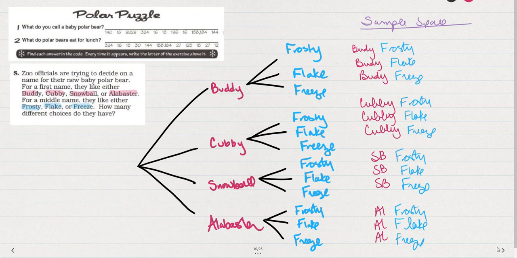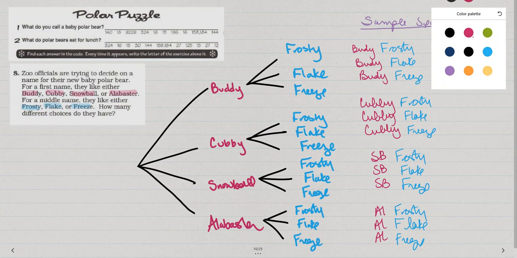Let's look at the next scenario. Zoo officials are trying to decide on a name for their new baby polar bear. The first name is going to be Buddy, Cubby, Snowball, or Alabaster. 4 different choices for the first name. And his middle name is going to be Frosty, Flake, or Freeze. How many different choices are there? We could do this with the fundamental counting principle, and that's by far the quickest, most efficient method. But let's also just use this as practice for how to create a tree diagram.